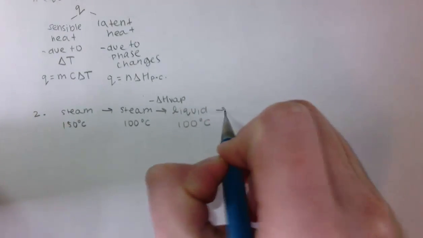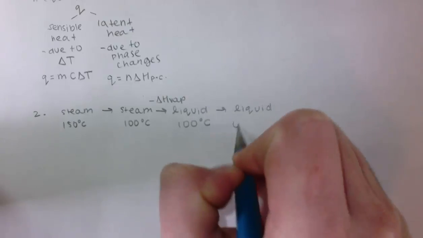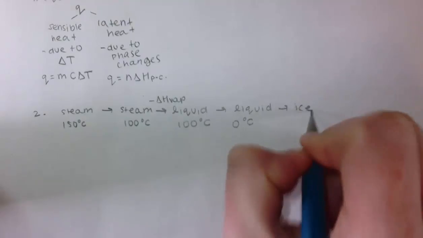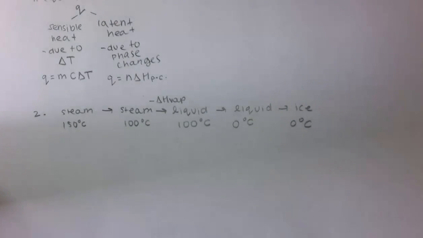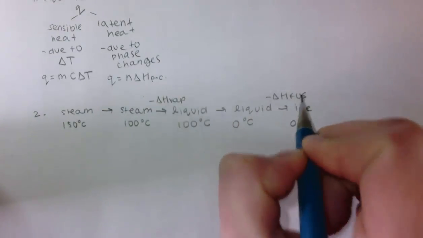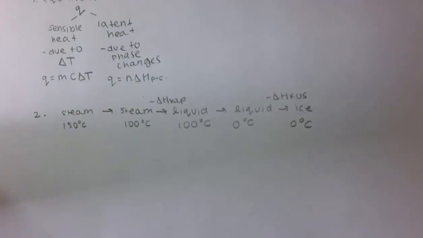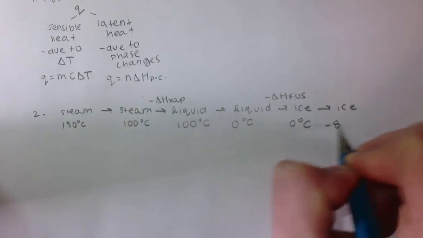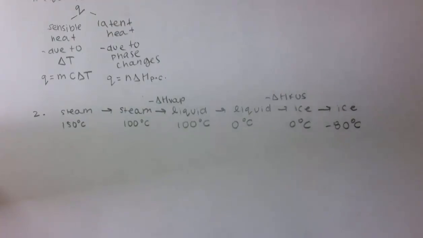So now our liquid is going to cool to 0 degrees Celsius. And again, once we're here, we're going to experience a phase transition to ice at 0 degrees Celsius. And to describe that transition, we're going to use the negative heat of fusion. Similarly, because the heat of fusion describes a solid transitioning to a liquid, and in our case, we have a liquid transitioning to a solid. And then finally, we're going to move to ice at negative 80 degrees Celsius. And that is an outline of the process that's occurring.